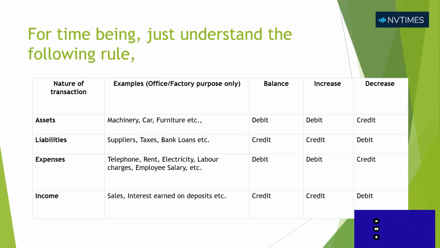For the time being, just understand the following rule. Nature of transaction: assets like machinery, car, furniture: balance is debit, increase is debit, and decrease is credit. For liabilities, suppliers, taxes, bank loans, etc.: balance is credit, increase is credit, and decrease is debit. For expenses like telephone, rent, electricity, labor charges, employee salary, etc.: balance is debit, increase is debit, and decrease is credit. And for income, sales, interest earned on deposit, etc.: balance is credit, increase is credit, decrease is debit.